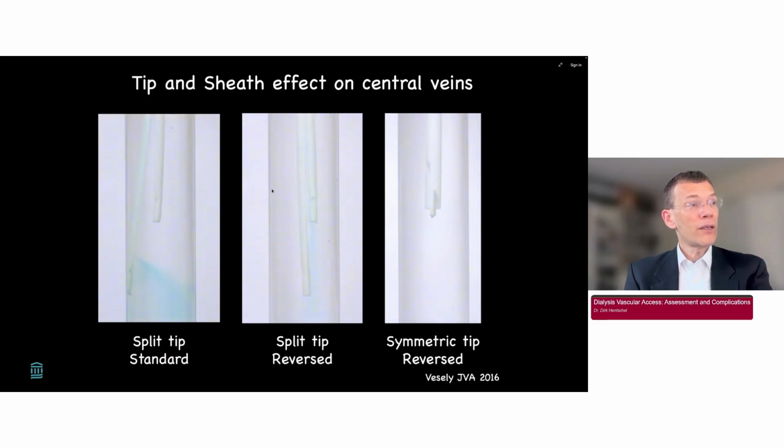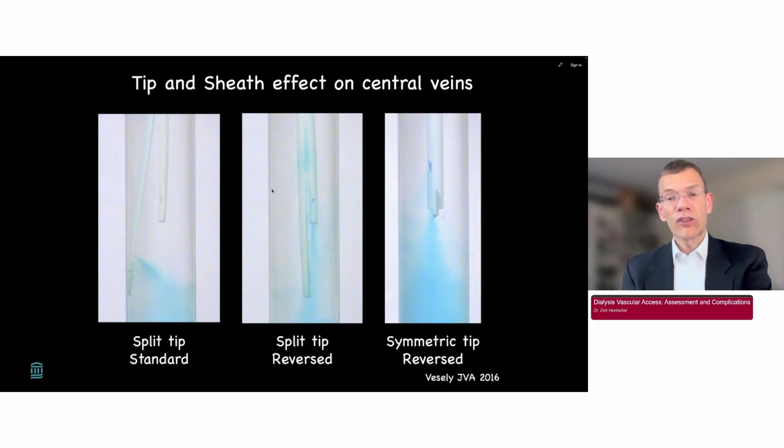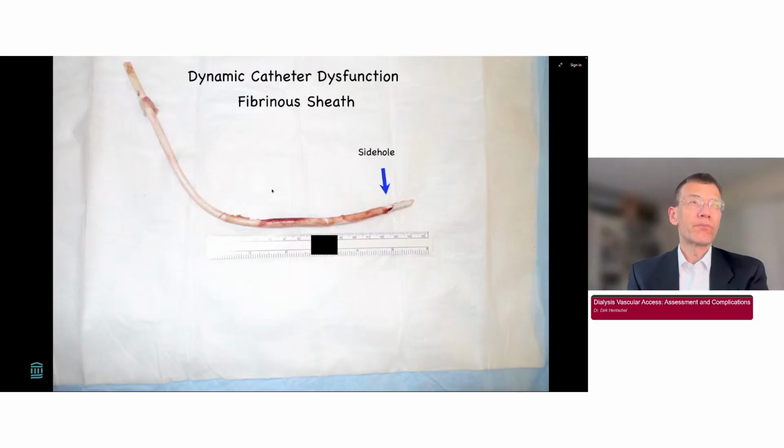Depending on what kind of tip you have, you see it jets into the wall or it goes straight down. And depending on if you run them reverse, you can also see how the different catheters, split tip or, on the right, symmetric tip, behave. And symmetric tip is the standard of best flow distribution that we can envision.